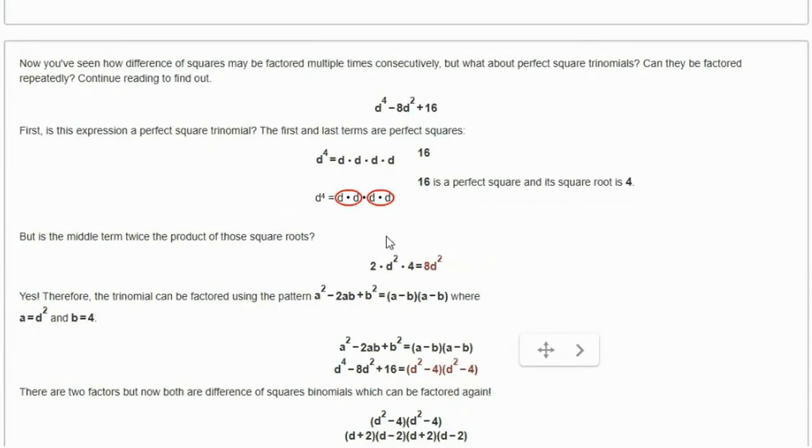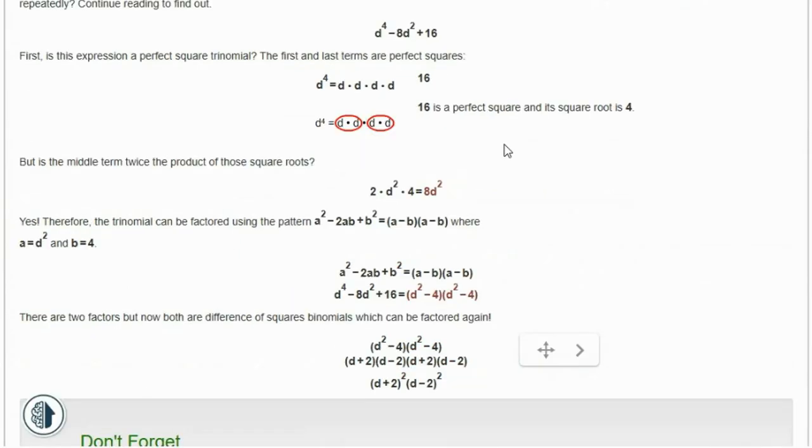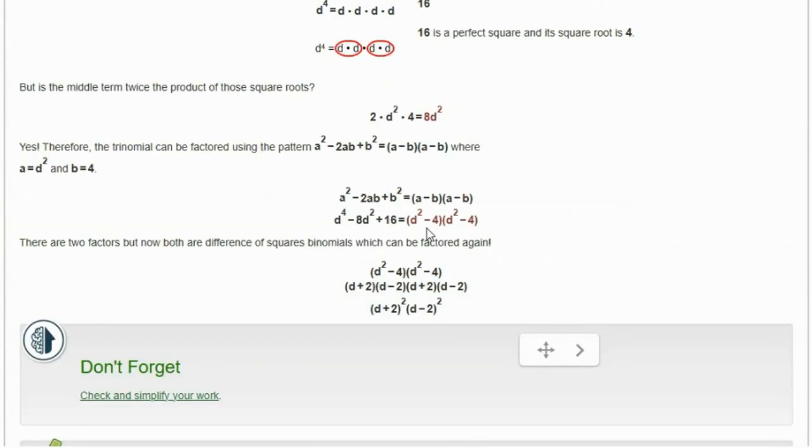They give another example here where you factored a perfect square trinomial. And when they factored it down, it came to d squared minus 4. Well, d squared minus 4, these are both difference of squares, so you had to factor them again. And then you notice you got d plus 2 and d plus 2. So it's d plus 2 squared, d minus 2 squared.